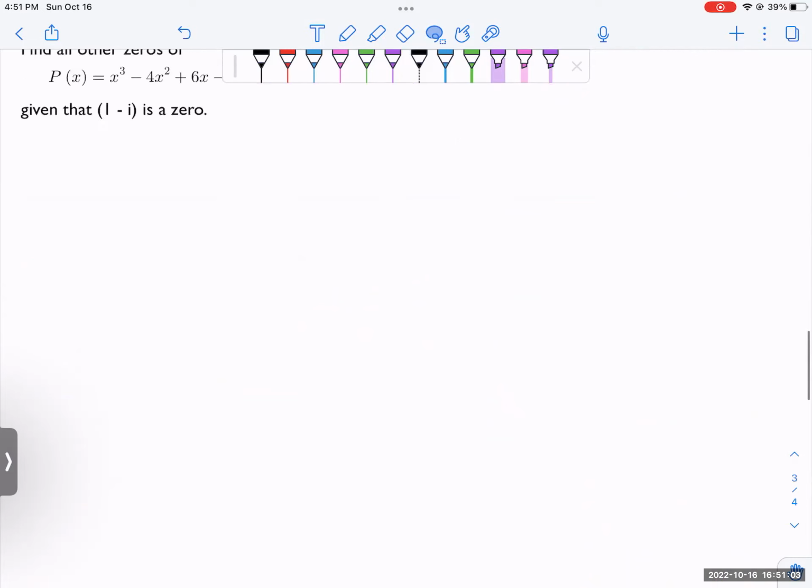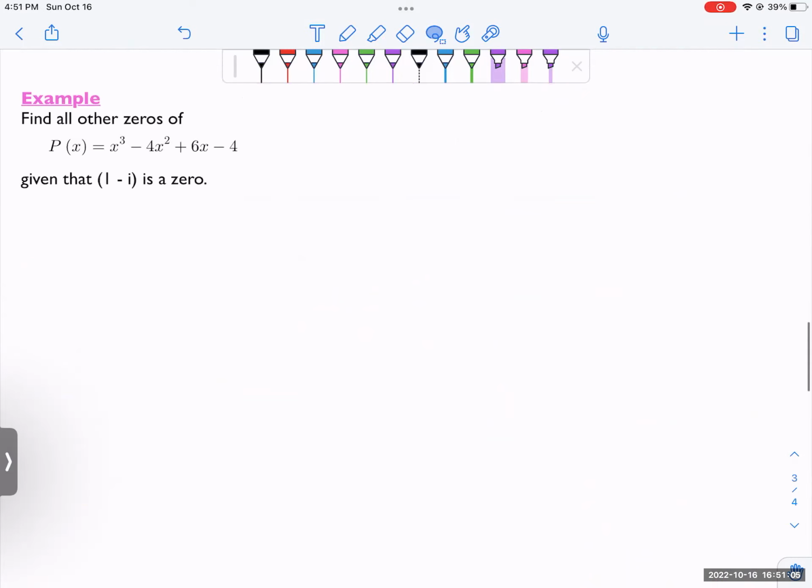So I think this is our last problem here. Find all the other zeros of p of x equals x cubed minus 4x squared plus 6x minus 4, given that 1 minus i is a zero. So we have that 1 minus i is a zero. And the complex conjugate theorem says if that's true, then 1 plus i must be a zero.